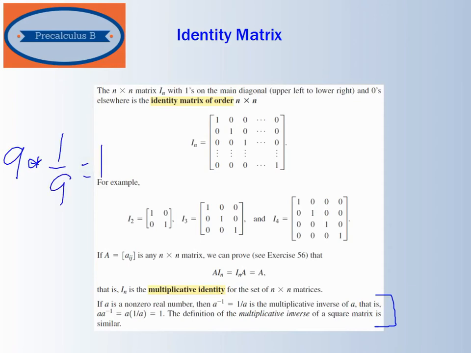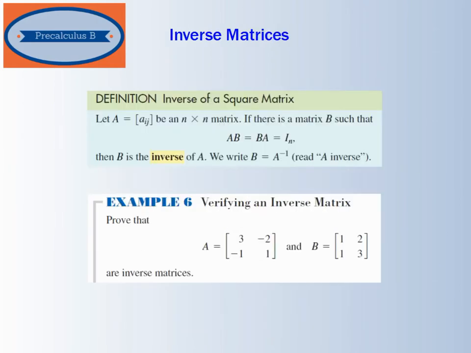Well, the same works with our matrices. If we were to take a matrix A and multiply it times its inverse, so if I said matrix A times its inverse, which would be A to the negative 1, it would give us the identity matrix. It's going to work the same way. So we can actually come up with these inverse matrices.